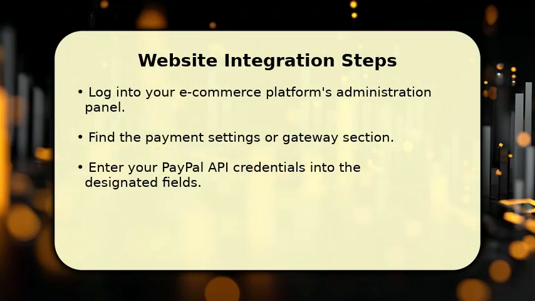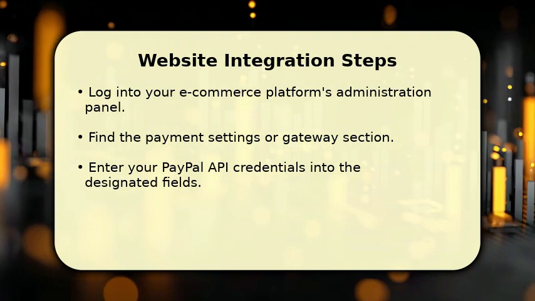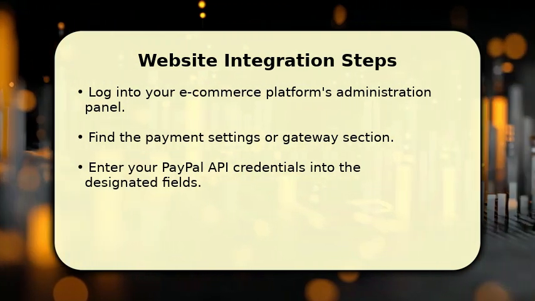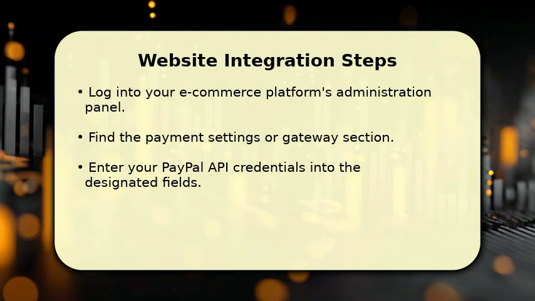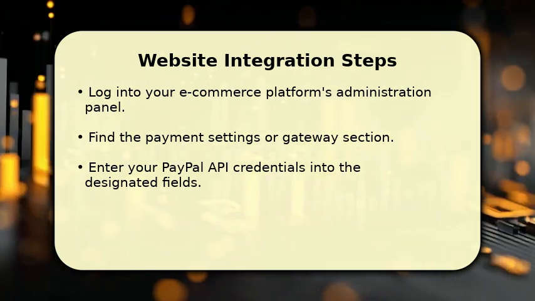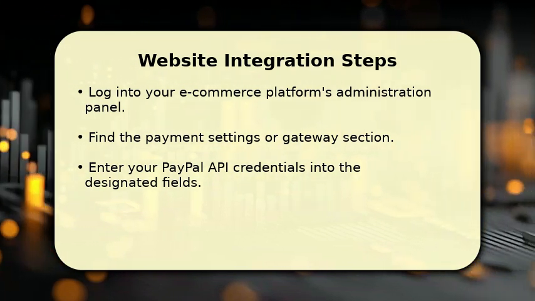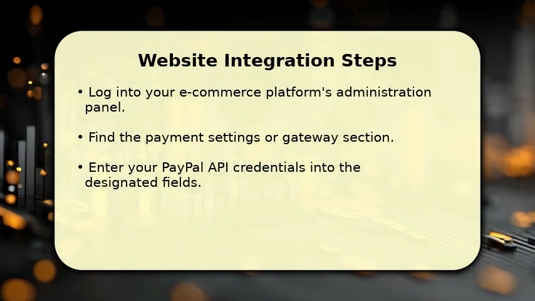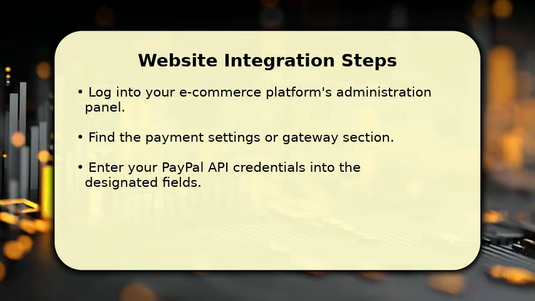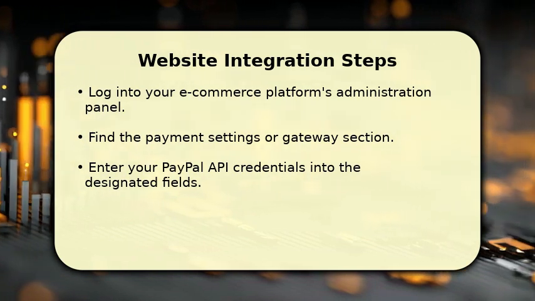Next, log into your website's administration panel, like for Shopify or WooCommerce. Navigate to the Payment Settings or Payment Gateway section, which is usually found under General Settings or E-commerce Options. Input your newly generated PayPal API username, password, and signature into the corresponding fields. After entering the details, remember to save the changes to enable the PayPal payment option on your site.